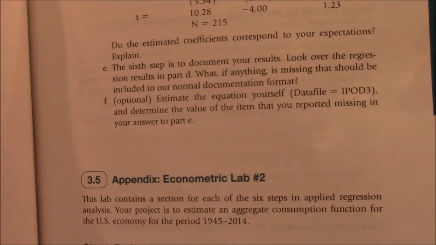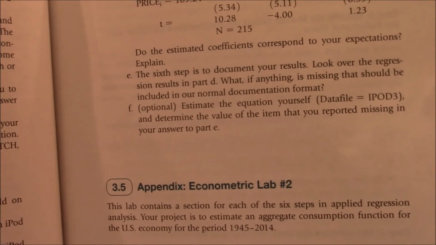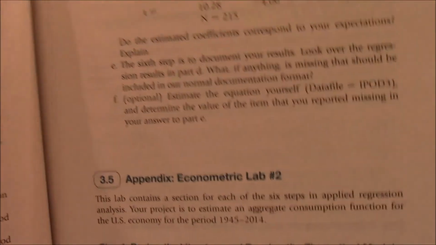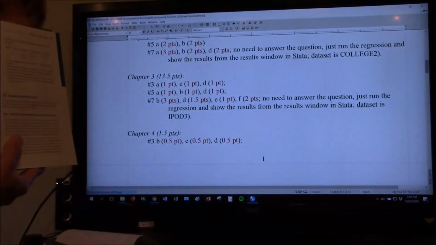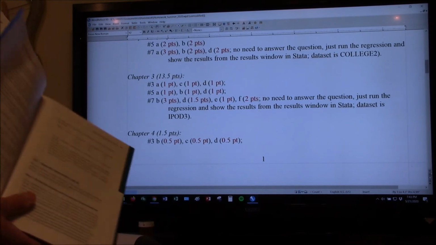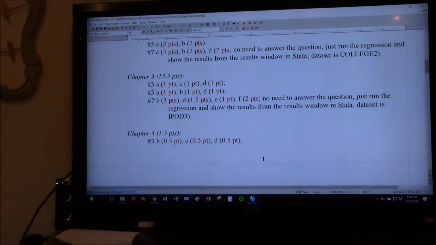And then in F, not optional in our class, you're going to run the regression. All right? And then you can also tell the value that was missing in the other part. Oh, but I said no need to answer the question. That's right. So you don't need to answer the question for part F. All you need to do is to run the regression. Okay, let's do that again real quick.